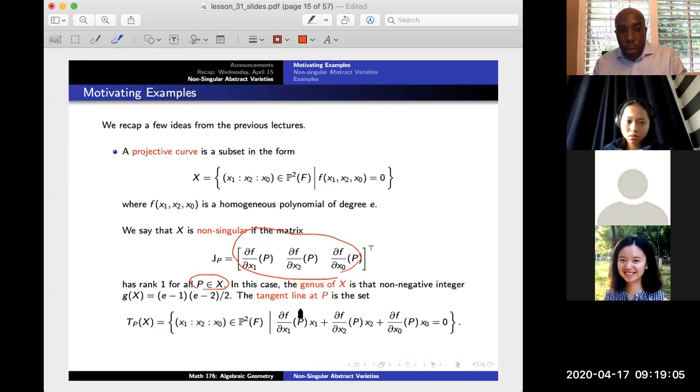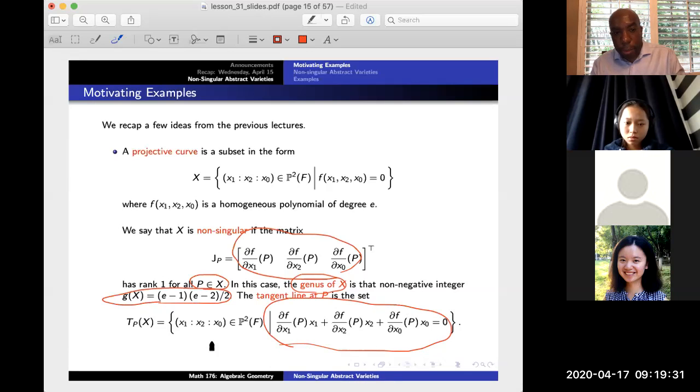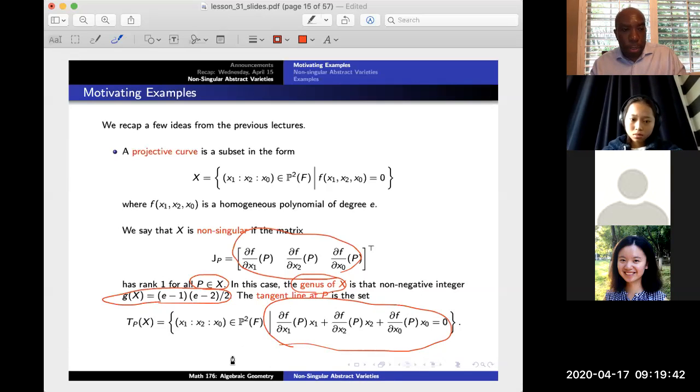So once we have that, then of course we can define the genus of our curve as just this number here. So here I have e minus 1 times e minus 2 over 2. And then finally, we have the idea of the tangent line. So here I'm asking for what are the set of all points where the sum here equals 0. So remember that this is how we used to figure out rational points on things like conic sections and elliptic curves. Here we have a tangent line, and we draw it and then look at where that intersects our curve. Okay, so this will be our tangent line.